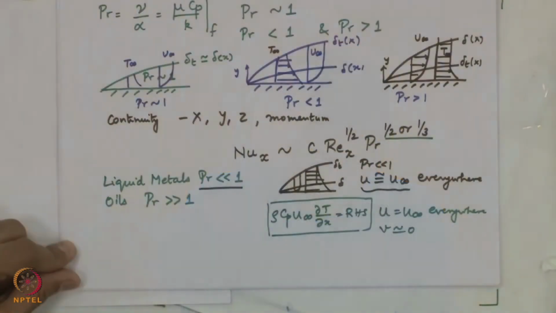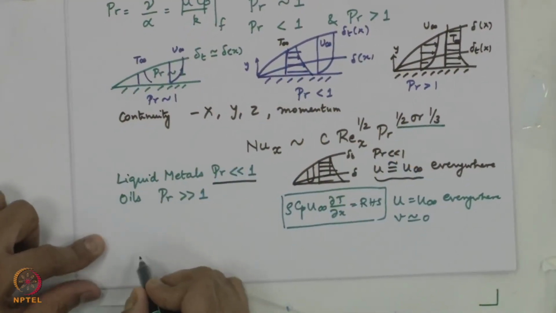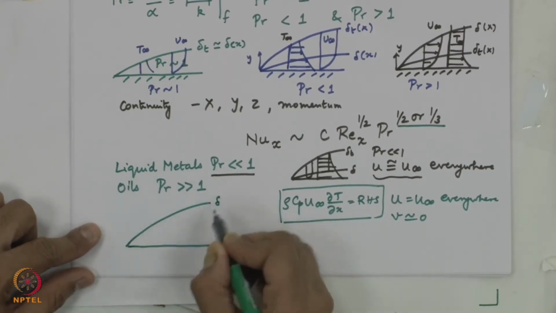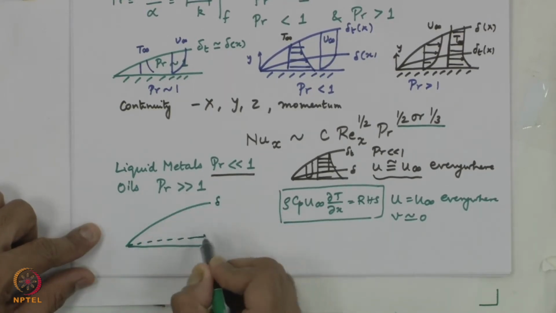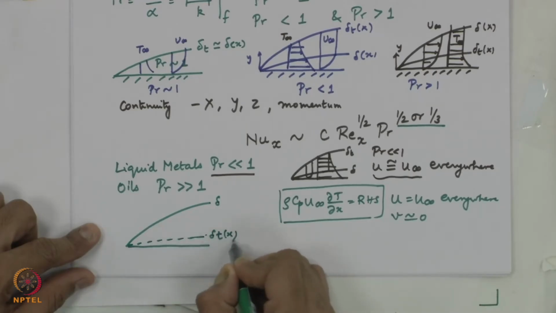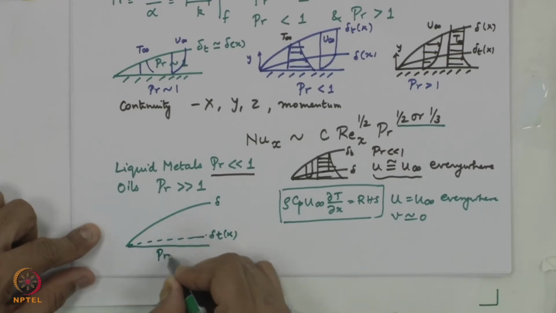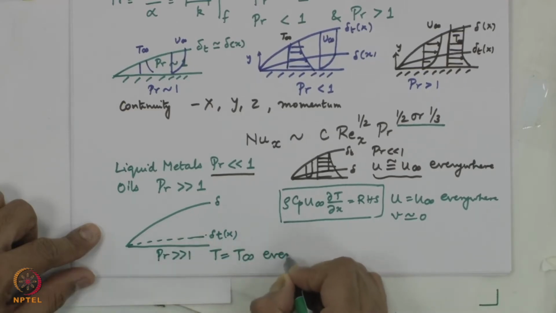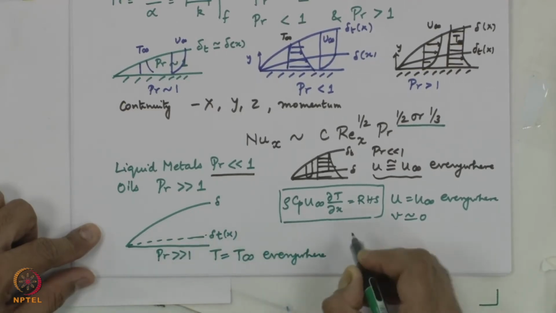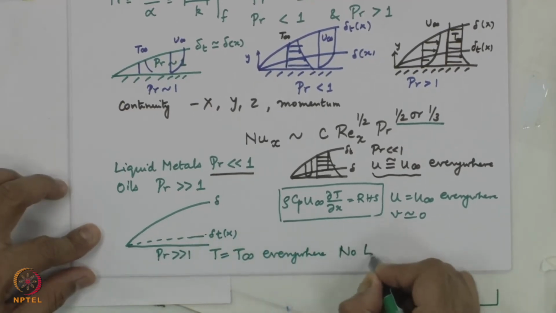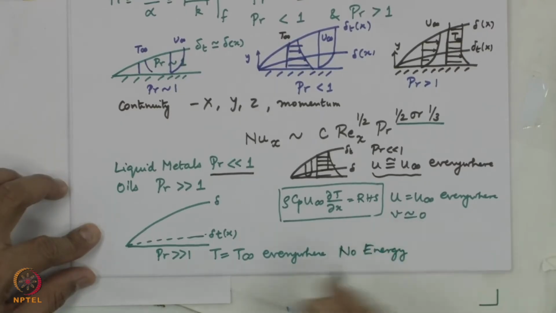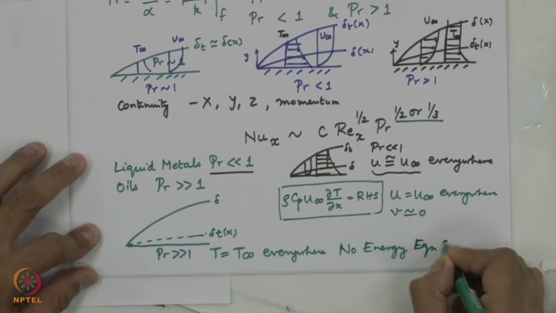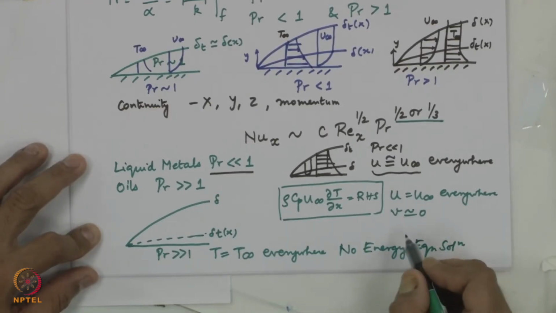When you have Prandtl number greater than 1, the reverse helps us, that is, Pr much greater than 1. This is your delta and this is say your delta T. You can say T is equal to T infinity everywhere. Therefore, no energy equation. You do not have to solve the energy equation because the temperature distribution is already known. No energy equation solution is necessary. You just have a hydrodynamics problem.